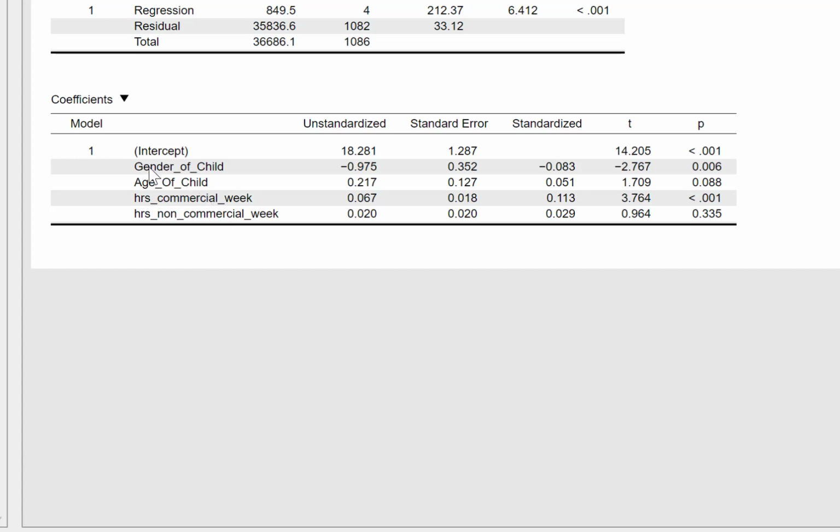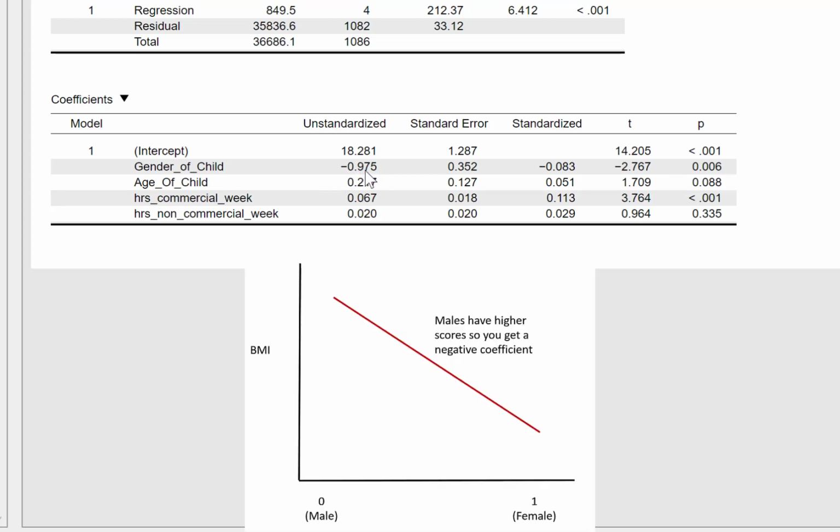The only challenging one we've got here is the gender of the child. That's because we've just classified them as being a boy or a girl, and we've got a negative regression coefficient here. Obviously that gives us a negative beta as well. So the way you interpret that is relatively straightforward. We've coded males as 0 and females as 1. This means that, because it's negative, those coded as the lower number, so those coded as 0, have higher BMIs.